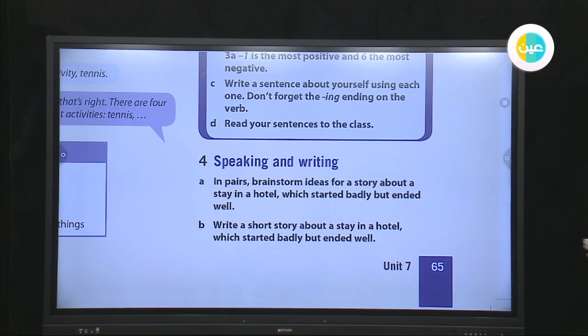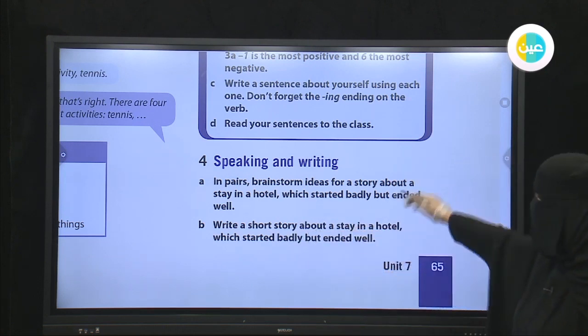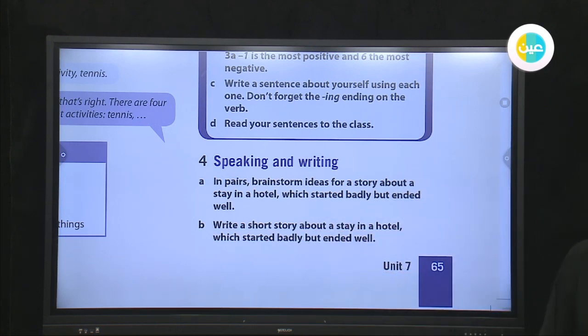Complete it like this and try to end it in a good way, okay? It ended well. Write a short story about a stay in a hotel. The same story, try to write it, okay?